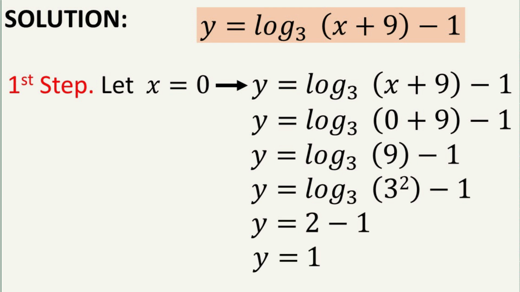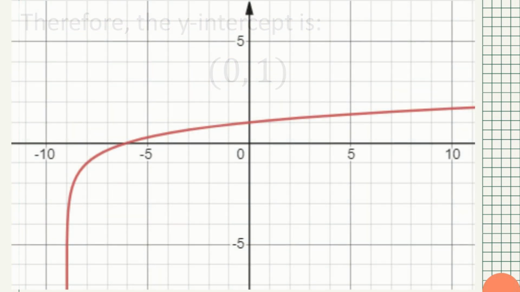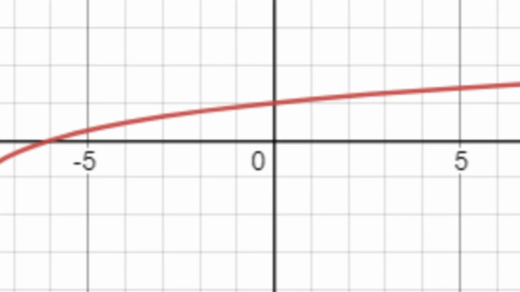So, our x is 0 and our y is 1. Therefore, our y-intercept is 0, 1. This means that the graph will cross the y-axis at point 0, 1.